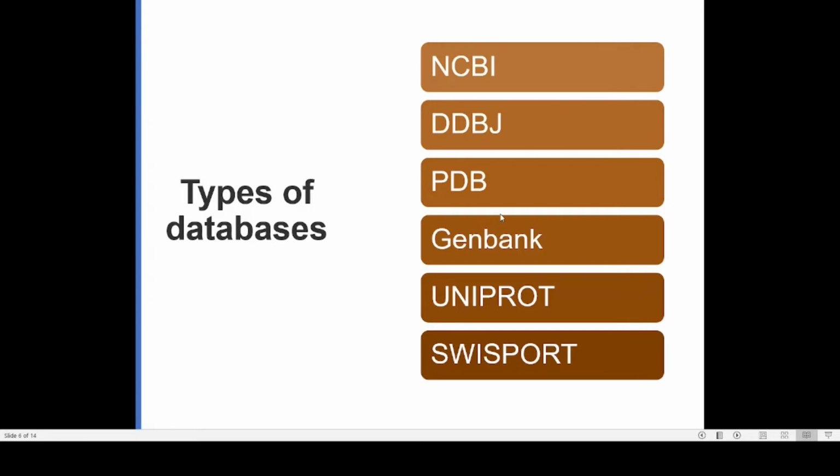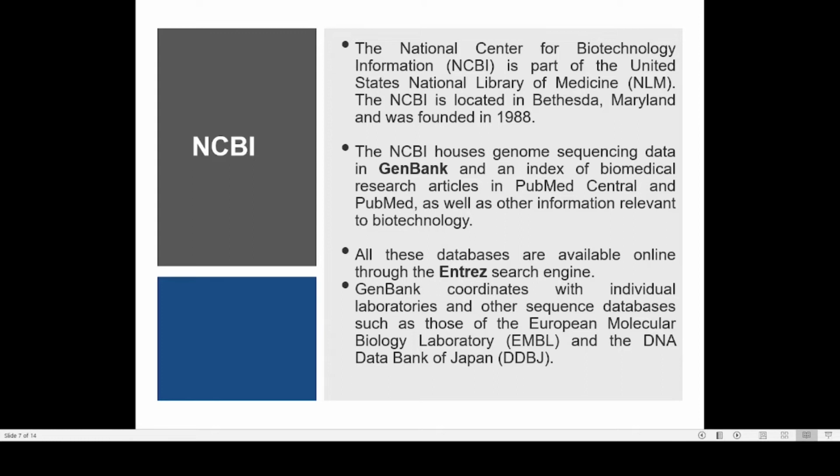So going to NCBI, its full form is National Center for Biotechnology Information. It's a very famous laboratory. And this National Center for Biotechnology Information is actually a part of the National Library of Medicine. That is also another famous institution. That NCBI is situated in Maryland. Maryland is a place in USA. And they established this NCBI in 1988.